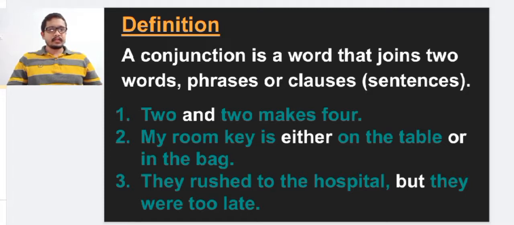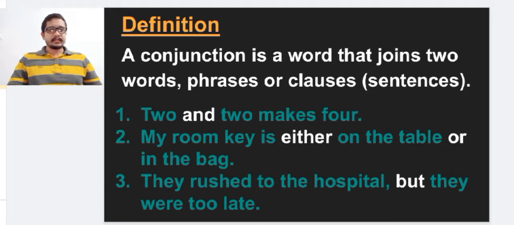The first one: 2 and 2 makes 4. Can you identify the conjunction here? Yes, it is 'and'. Here the conjunction 'and' is used to join two words, 2 and 2.